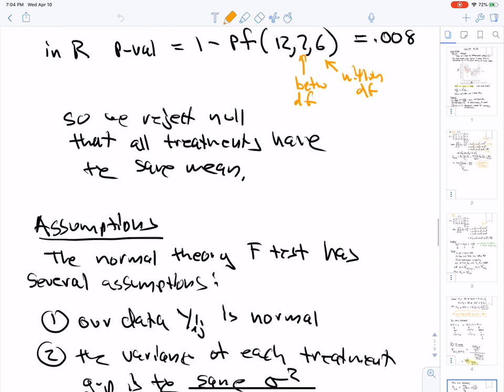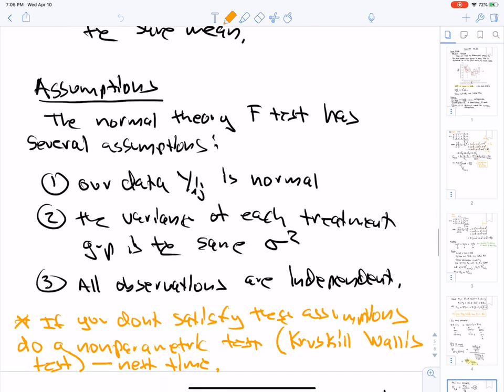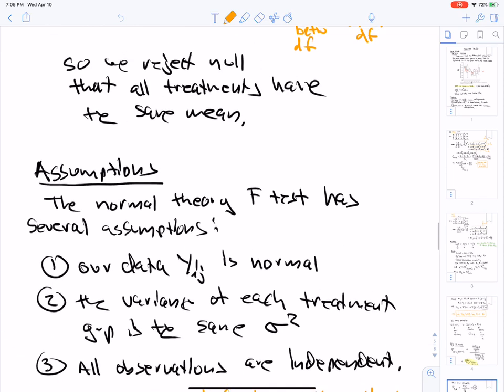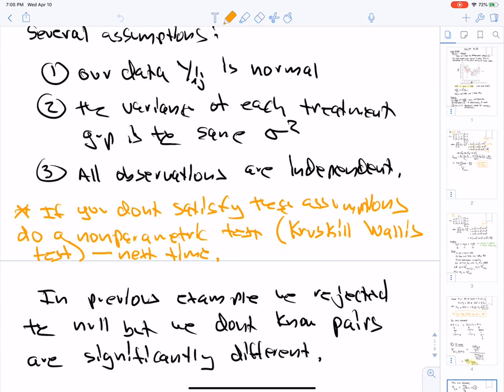So the assumptions in this model: the normal theory F-test has several assumptions. Our data is normal, the variance of each treatment group is the same, and all observations are independent. If you don't satisfy these assumptions, you would do a non-parametric Kruskal-Wallis test, which we'll do next time.